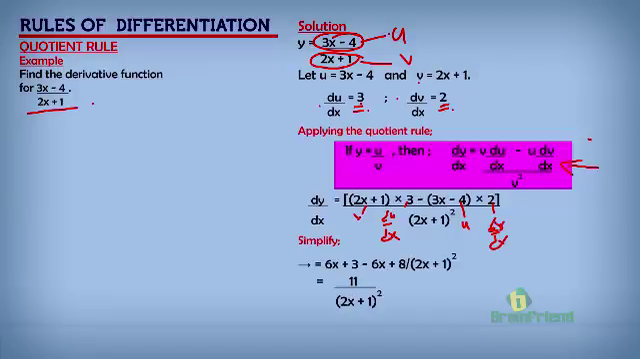All over v squared. Our v, of course, is 2x plus 1. So this is our v squared. So we have all our values plugged into the formula. Now, what we need to do next is to simplify our equation.